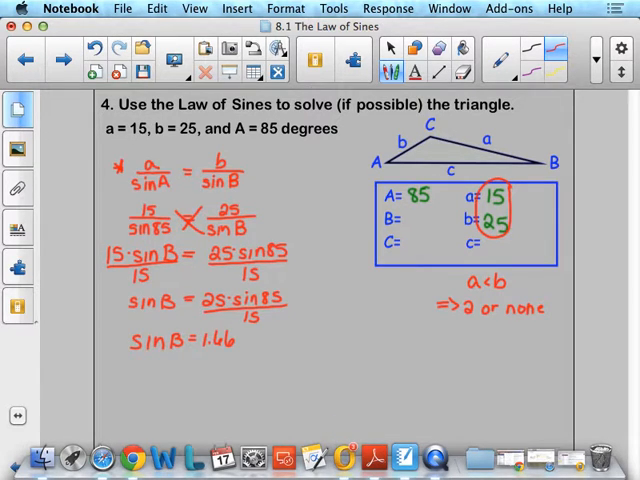Remember, anytime you're solving for an angle, you have to do the inverse. So we're going to plug in second sine of 1.66. Okay, it should come up and say error. So if you do this, you should get an error on your calculator. Okay, so since we got an error, that means that there is no triangle for this one.